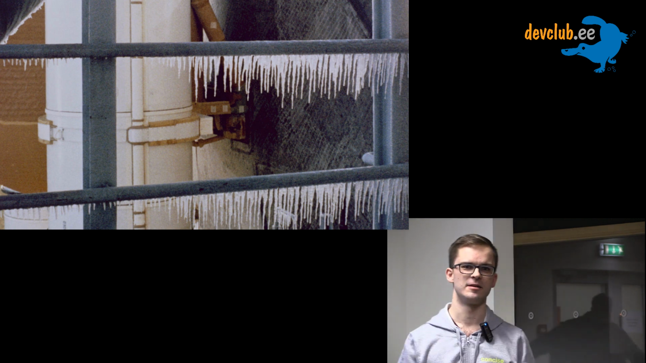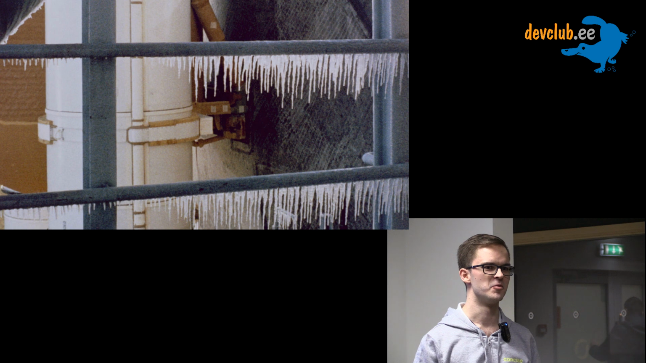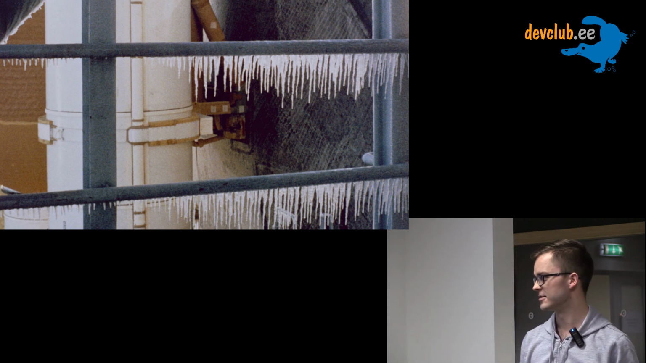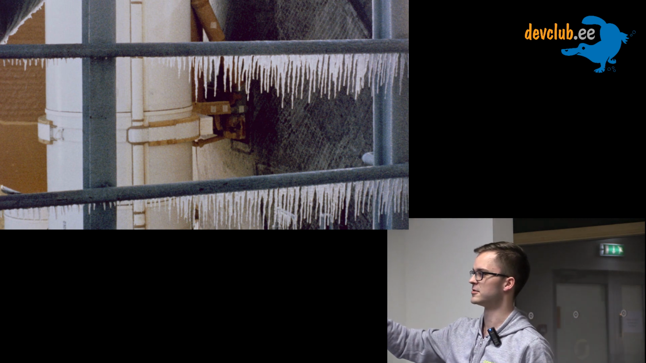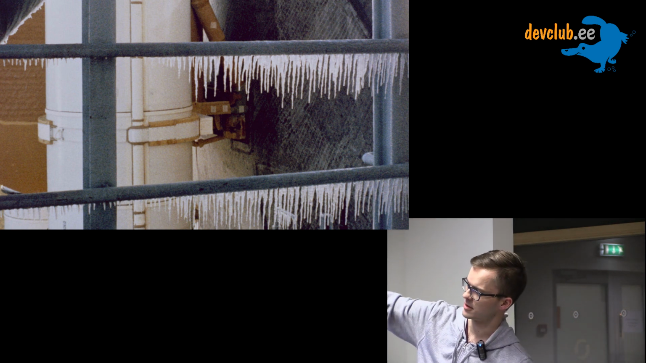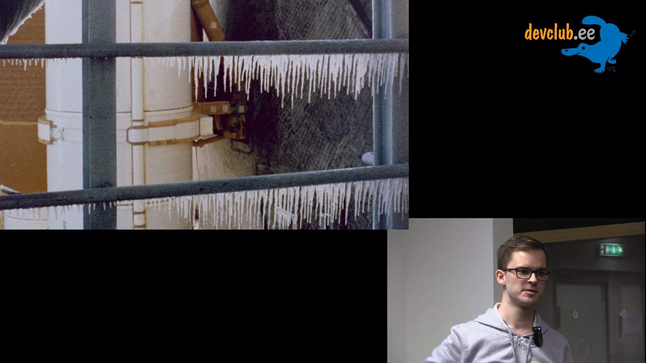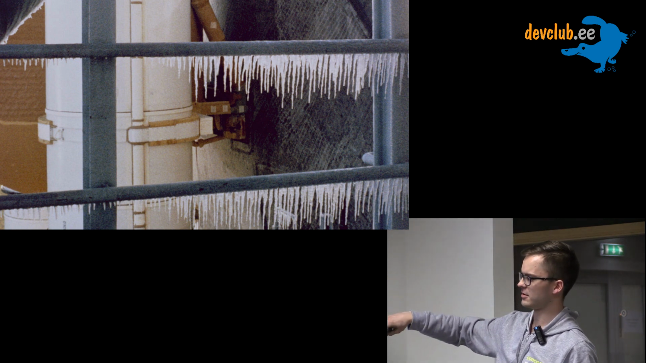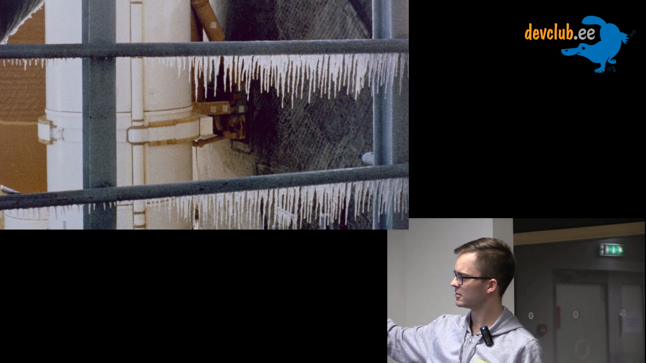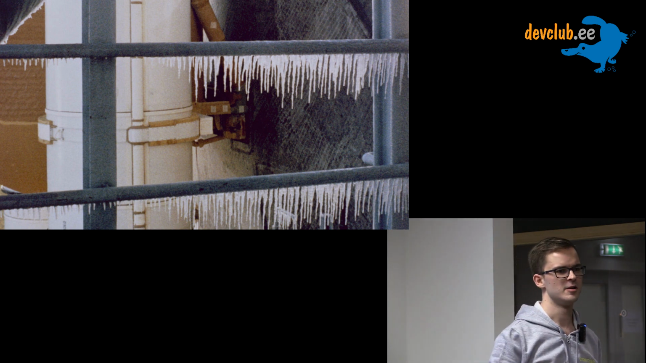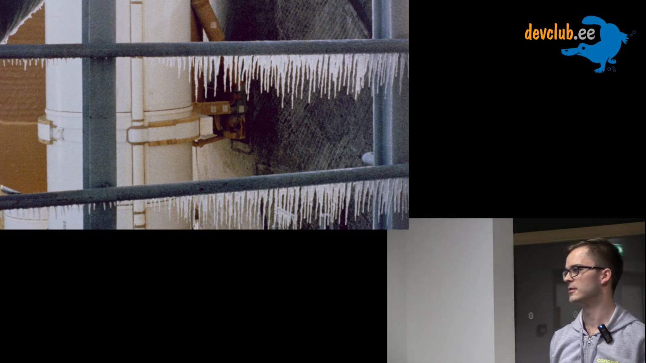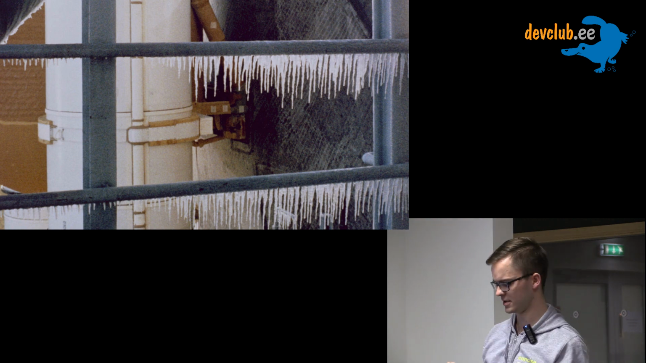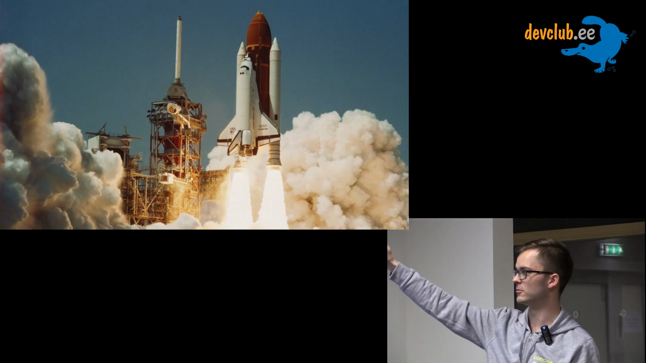That morning was the coldest launch morning up until that point. Here you can see icicles, and in the background this is the Challenger. The white tube is the solid rocket booster. On the right-hand side you have this black-grayish part, which is the wing of the shuttle, and on the left you see this brownish thing. This is the fuel tank in the center.